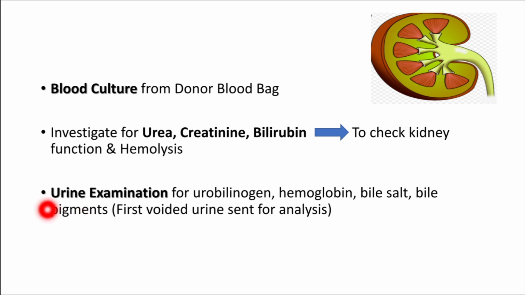All right. Urine also should be sent to the pathology laboratory for urine examination. In the urine examination, you will check for the presence of hemoglobin, bile salts, bile pigments, and urobilinogen. If hemolysis is there, then you will have increased hemoglobin in the urine. You will have increased urobilinogen as well in the urine, right? So for that, urine examination should be done, and you have to take care that the first voided urine should be sent for analysis. All right.